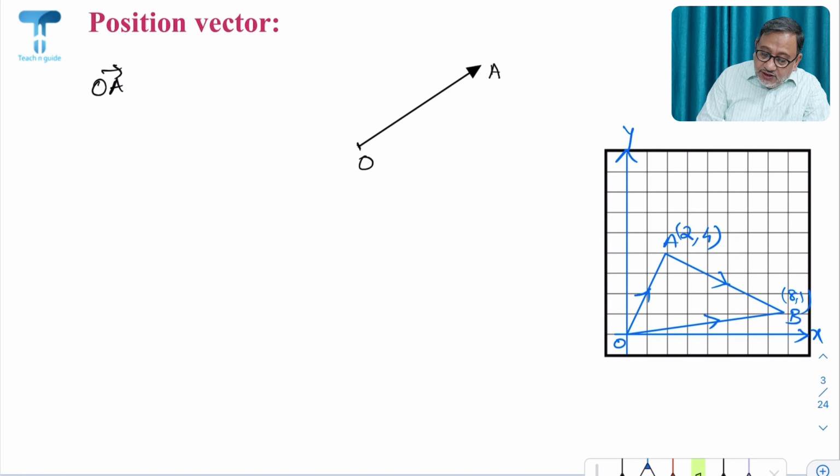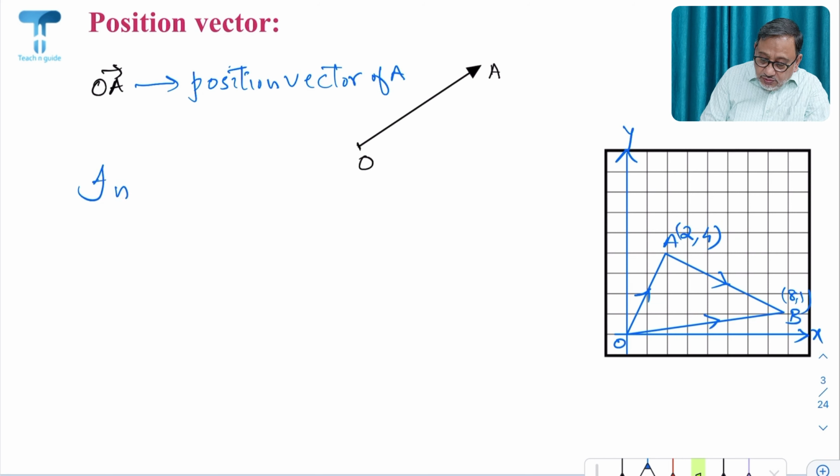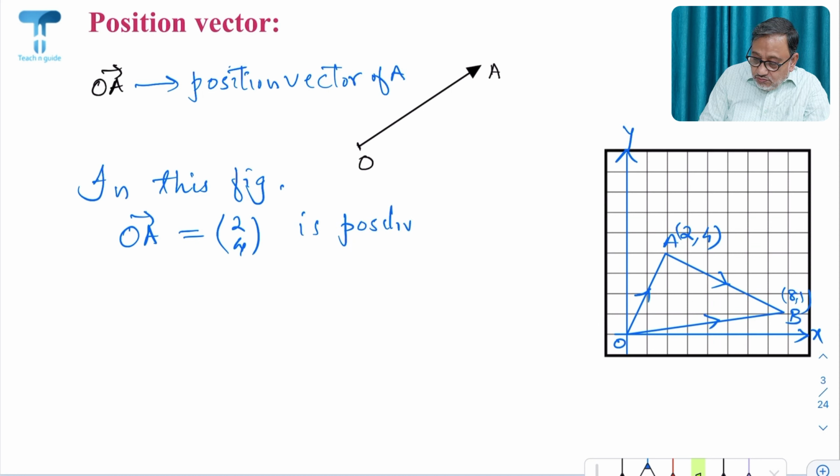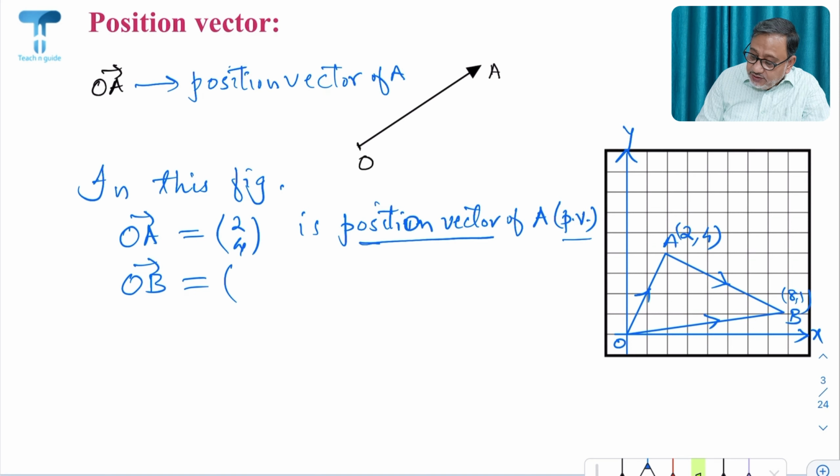So let me define, this is the position vector, of course, position vector of A. Okay, now here in the figure, OA is equal to 2 and 4 in component form is position vector of A. Okay, position vector I will write PV, not every time I am going to write the whole word position vector, and OB has a position vector 8 1, okay, is position vector of B.